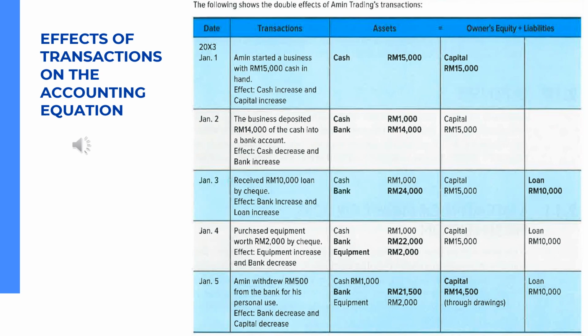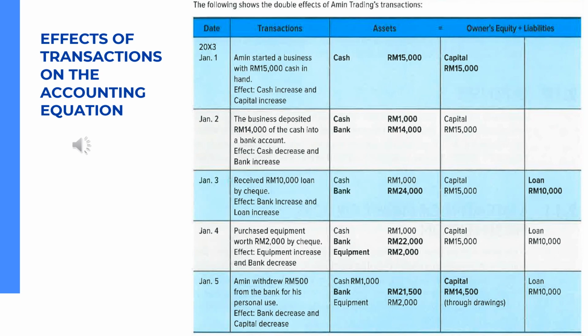Note that in the accounting equation, it is asset equal to owner equity and liability. Therefore, the increase and decrease will have the contra effect of debit and credit between assets, owner equity and liability. For January 2nd, the business deposited 14,000 of the cash into the bank account. So the transaction will be credit cash, or decrease in cash, 14,000 and goes into bank. Therefore, increase in bank 14,000.